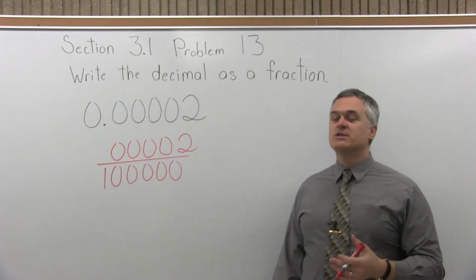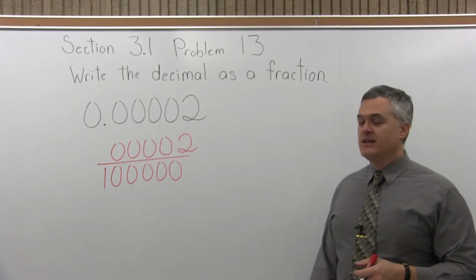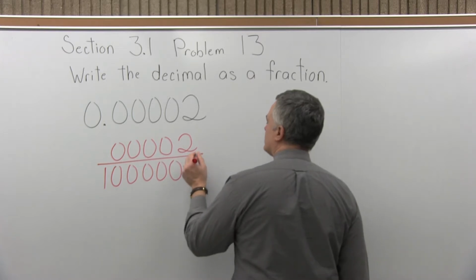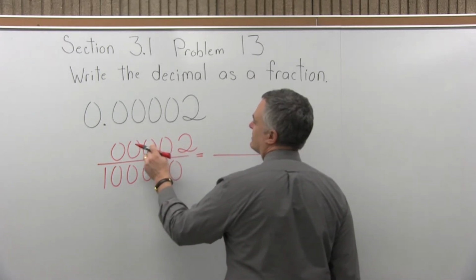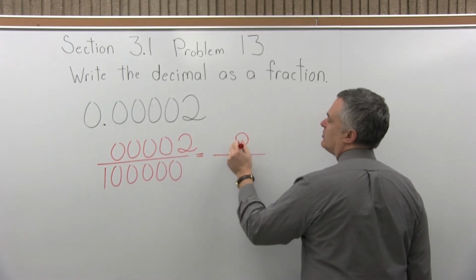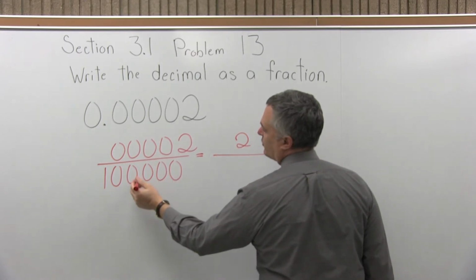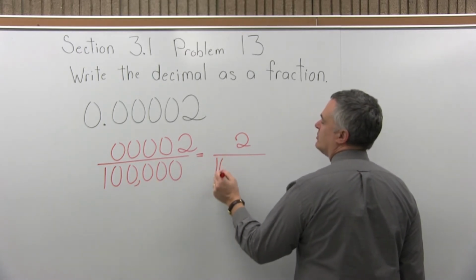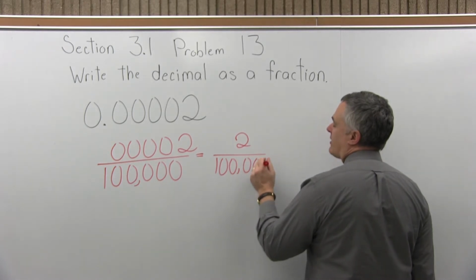Step four, reduce the fraction if it is reducible. And this I can reduce. So once I get to this point of the process, I don't have to write the zeros in front of the 2. I can just make it 2 over, and let's see, that would be 100,000. So 2 over 100,000. Now, can I reduce that?